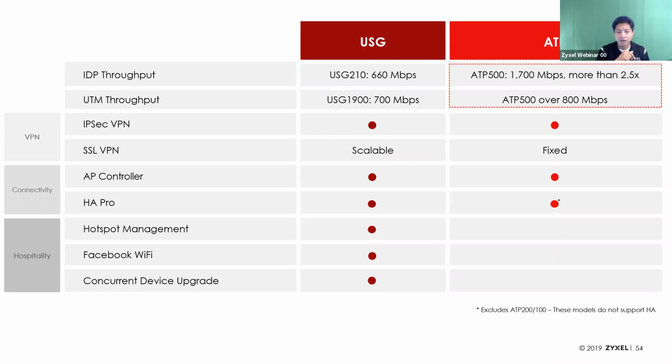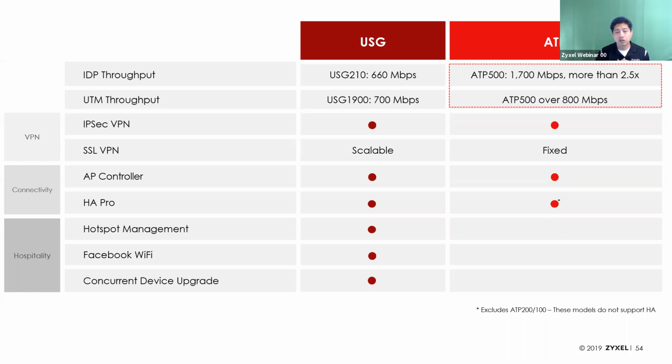It's 2.5 times more on a product like the ATP 500, and even the ATP 500 at its price point, I think its price point is around $600, I believe, street price with the licenses included. It's literally the same, or actually it has a higher throughput than even our highest end USG model, right? So the 1900 model series there, but it still has all the VPN.